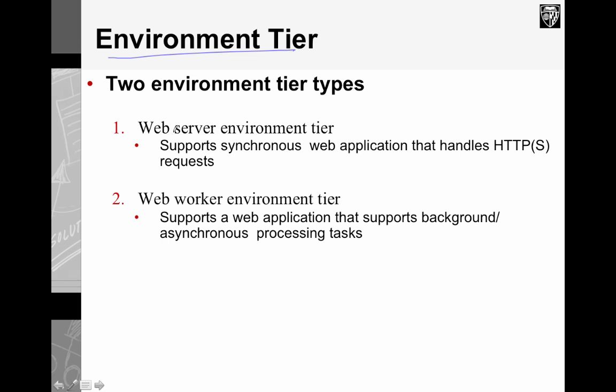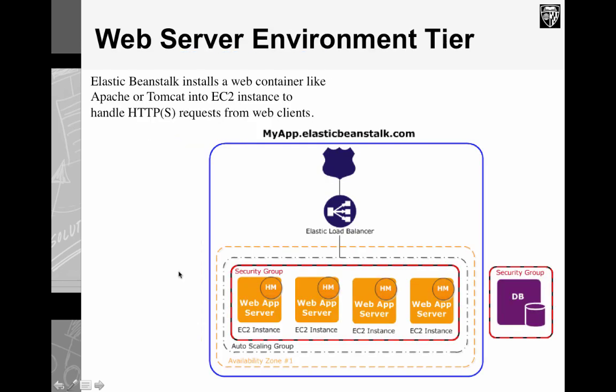Environment tier. There are two environment tier types. They support what is called the web server environment tier and the web worker environment tier. If you recall, I talked about synchronous versus asynchronous programming models. In Elastic Beanstalk, if you're going to be building synchronous web applications, then they support the web server environment tier, which is what we're going to be using. They also have the web worker environment tier, which is a queue-based asynchronous processing engine. You can also launch a web worker environment tier if you want.